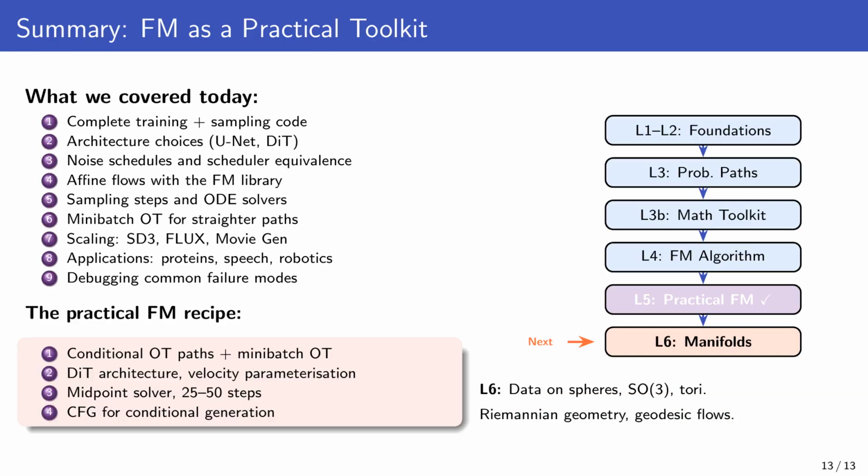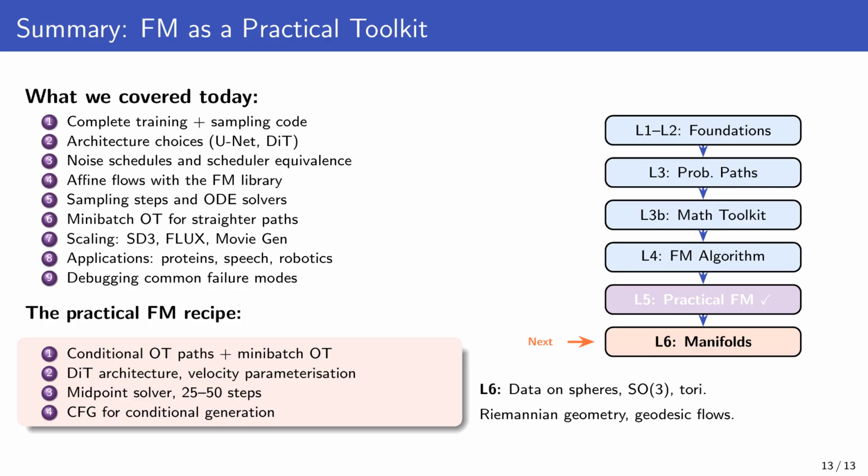Let us wrap up Lecture 5 with a summary of the practical toolkit we have assembled. Today we went from theory to practice. We started with a complete end-to-end implementation of flow matching on the 2Moons dataset in just 30 lines of code. We discussed the two dominant architectures, UNets and diffusion transformers, and why DiT has become the preferred choice for scaling. We explored noise schedule design and the important scheduler equivalence theorem.